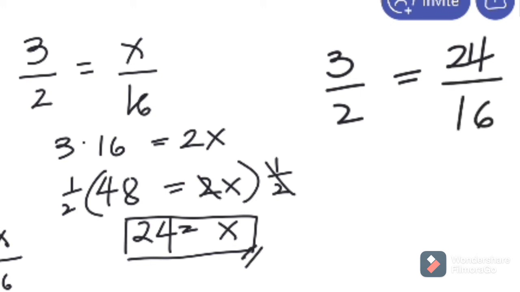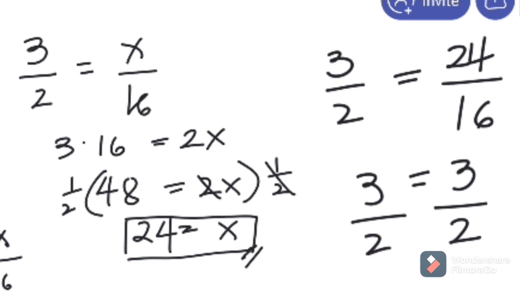Will this be proportional? Let's change 24 over 16 to lowest term, or we may use cross products. So let's just use lowest term. 24 over 16 in lowest term, GCF is 8. 24 divided by 8 is 3. 16 divided by 8 is 2. As you see, they are equal. Therefore, 24 as the value of x is correct.